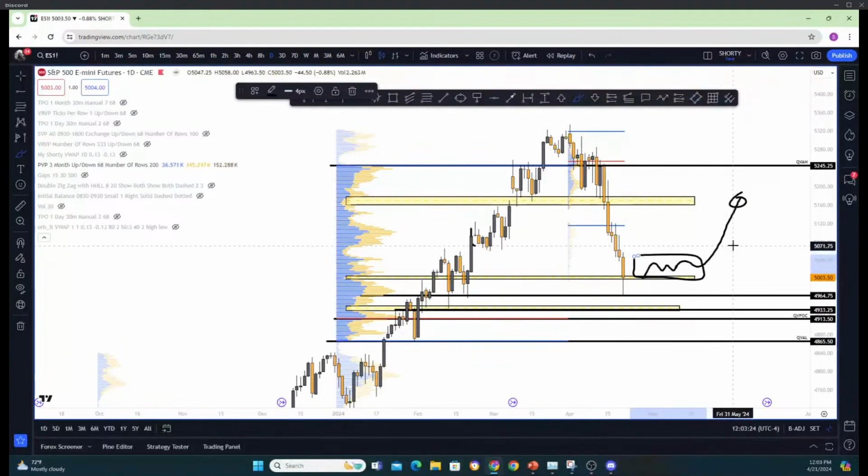But I would also be aware of that 5120 level. 5120, okay. Yep. Fair enough. Kind of like where that last volume node was at. Okay. Before we move on, does anyone have a different idea where you would buy this for a swing?